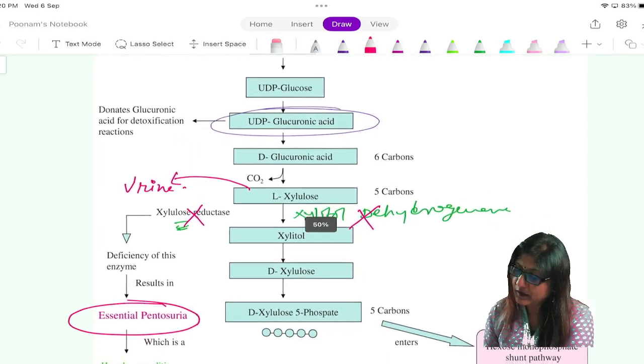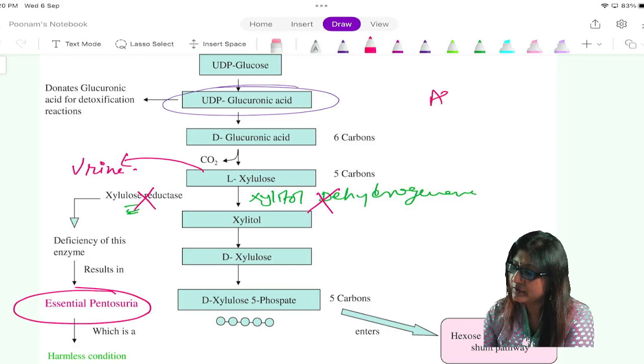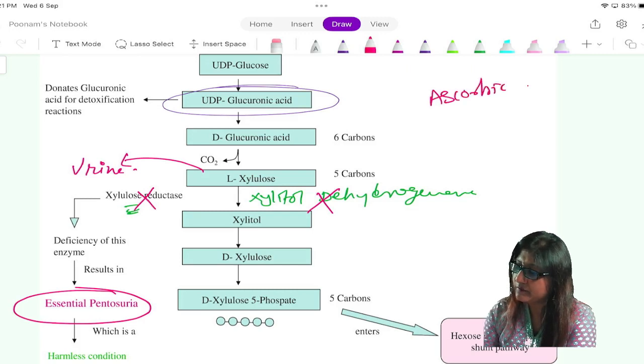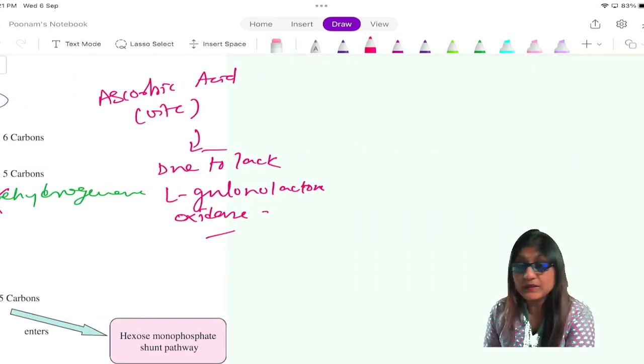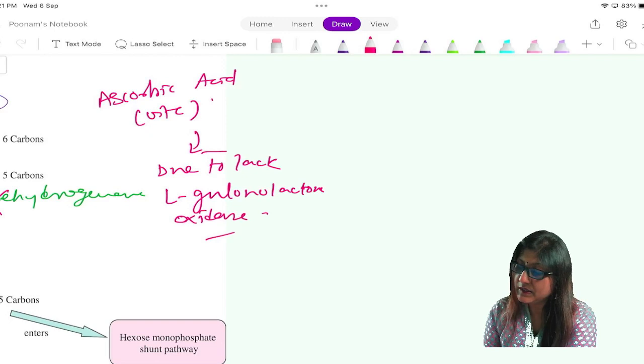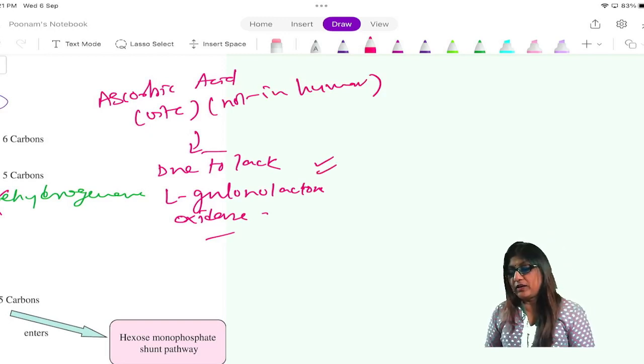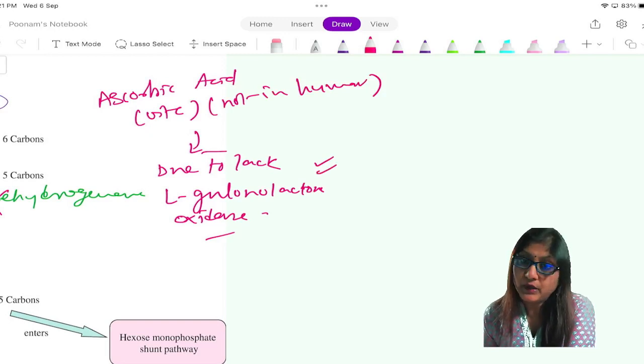And this pathway is not making ascorbic acid in humans. Ascorbic acid or vitamin C is not synthesized in humans due to lack of L-gulonolactone oxidase enzyme. This enzyme is actually there in the lower species, in the primates, but not in humans. Vitamin C is not synthesized in humans. It's not synthesized by this pathway, and the reason is lack of L-gulonolactone oxidase, which is important for making of vitamin C.